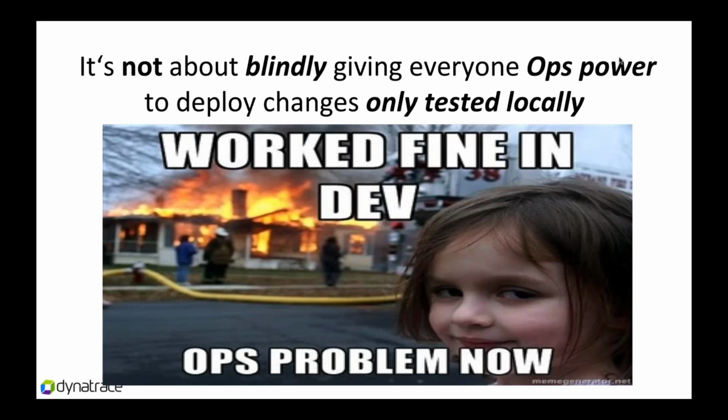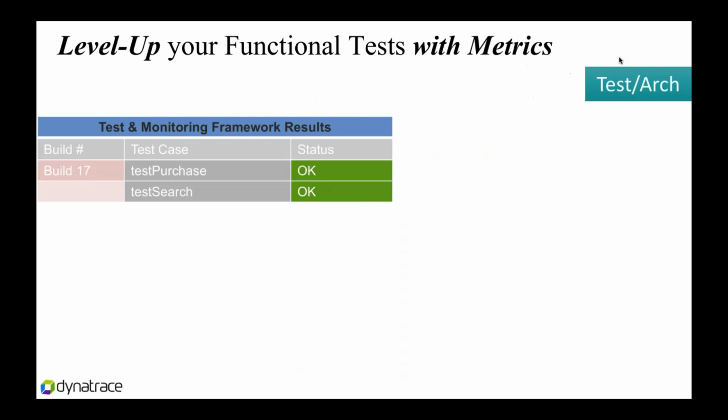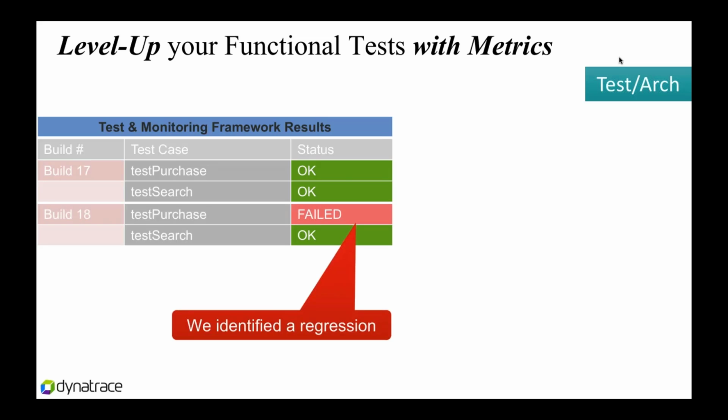So let me give an example of that. Suppose you did build number 17, and you have two test cases for that, test purchase and test search. When you ran through that build, everything looked good and the status came out okay. Then build number 18 was done, but immediately the test failed. The test purchase failed, because the load testing tool told you immediately that the test purchase is taking longer, and then you mark it as a failed build. Then you find the regression and fix it in build number 19.